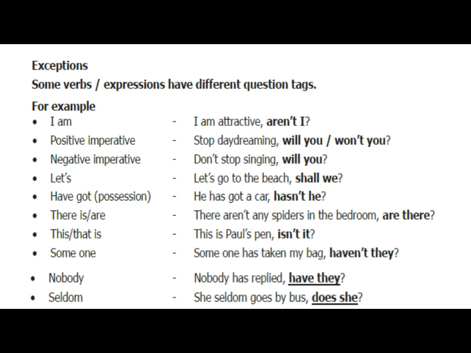Some verbs or expressions have different question tags. I am attractive, aren't I? Positive imperative: Stop daydreaming, will you or won't you? Negative imperative: Don't stop singing, will you? Let's go to the beach, shall we? Have got, possession: He has got a car, hasn't he? There is or are: There aren't any spiders in the bedroom, are there?